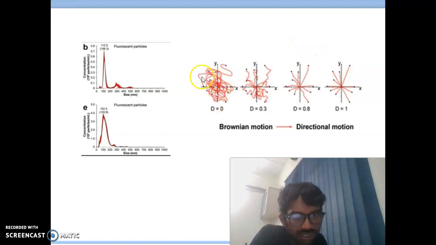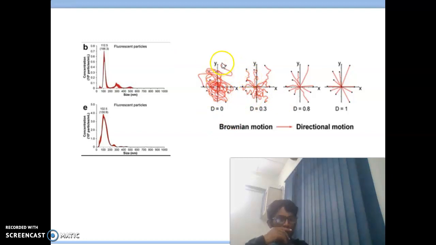In Brownian motion, there is no particular direction. It looks like a zigzag. You can see these two, and directional motion is in a particular direction. It moves from a center point towards that particular direction. In Brownian motion there is no center point. That is the differentiation between Brownian motion and directional motion.